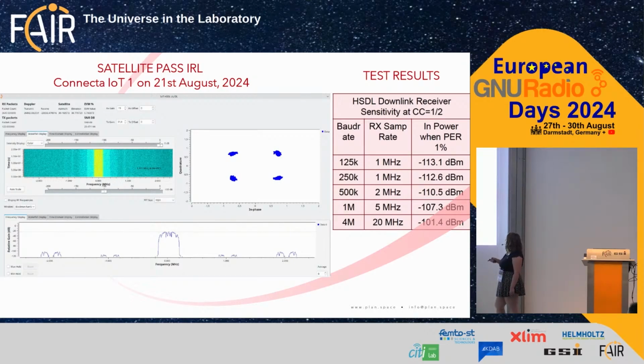On the right side, you see the end result of all of this work. It was taken a few days ago. It's a real satellite pass. It's one of our Connecta IoT satellites. You can see the signal coming in here. We have some different probes for operational purposes. You can see the elevation here; it's at 30-something degrees. You can see the constellation here. It's pretty nice, actually. And I have my counter here.